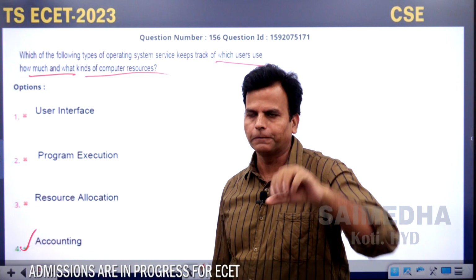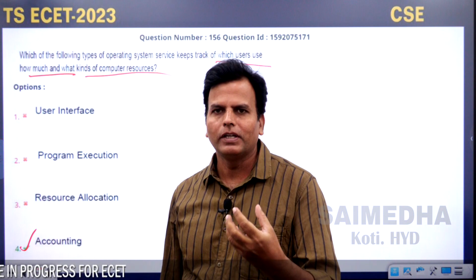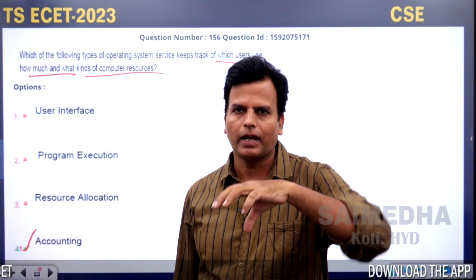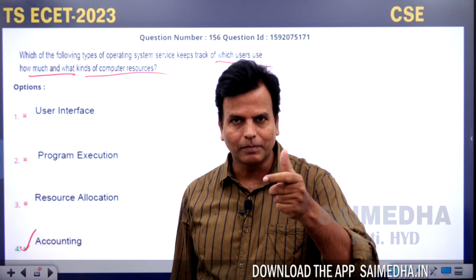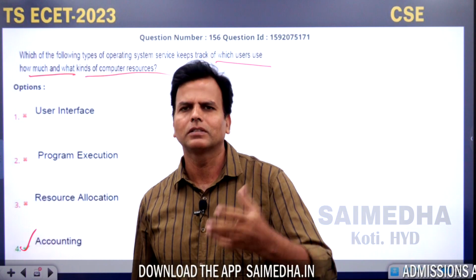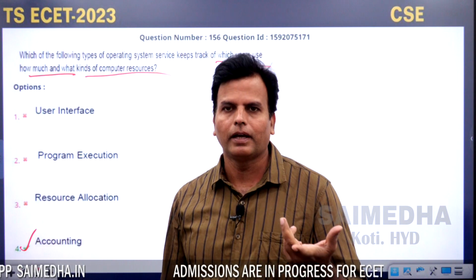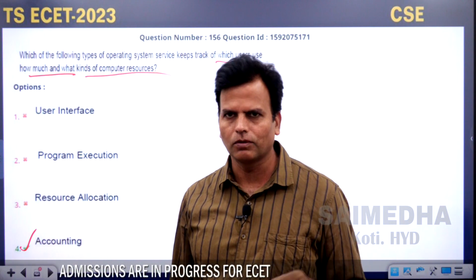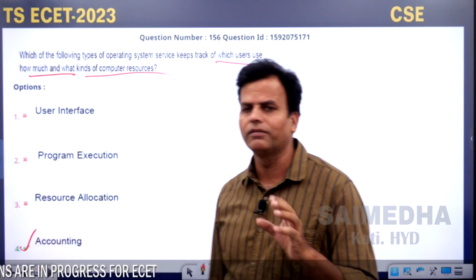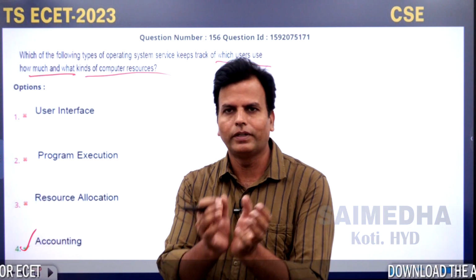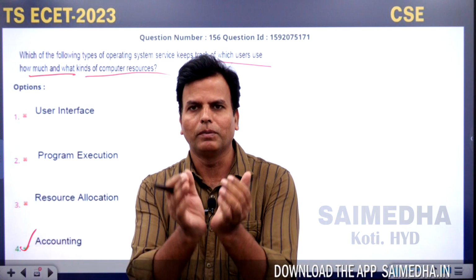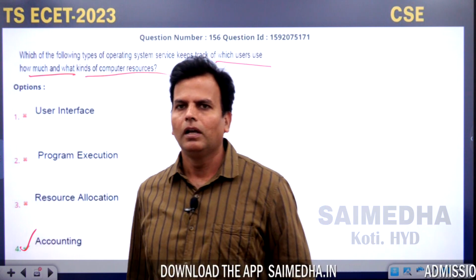Based on the user, it is going to give information that this user has used this much percentage of the CPU, say 14% of the CPU, and how many processes he has used, like two processes or one process. The number of processes it also gives, and what percentage of the disk he has used and what percentage of the memory he has used. All this information it is going to give.